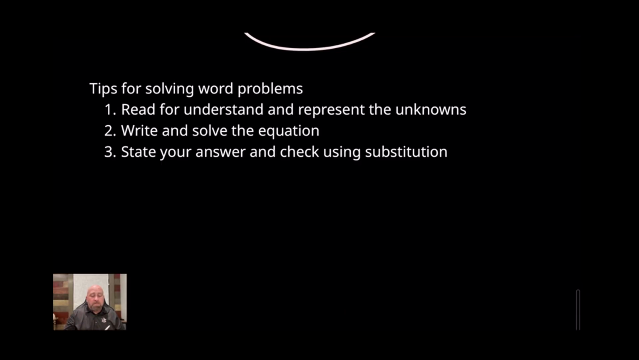The way that you do that is, number one, you read for understanding. Then you represent the unknowns. You create, like, okay, what's the x? What's the y? What's the unknown? Okay. And then you write and solve the equation. So you just kind of write it out. Remember, we learned this in a previous lesson. And then number three, you just state your answer. You say x equals 2, whatever it is.